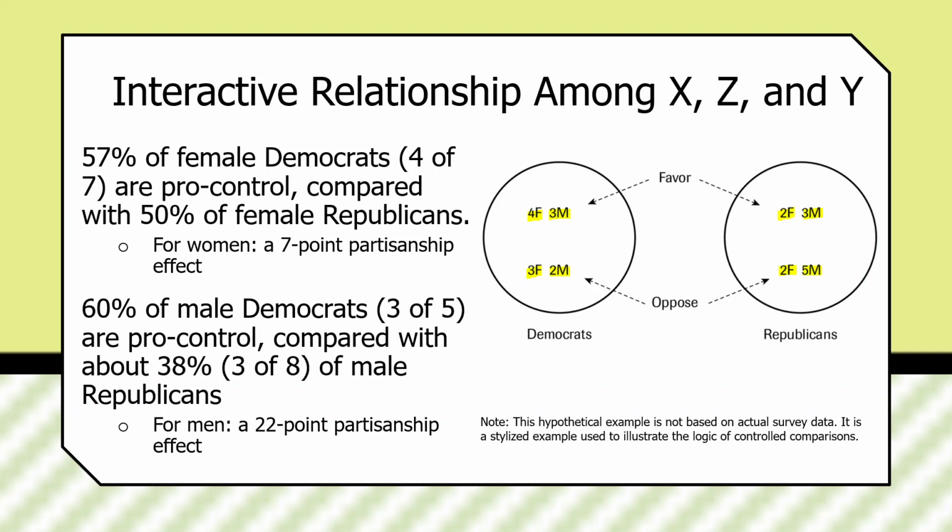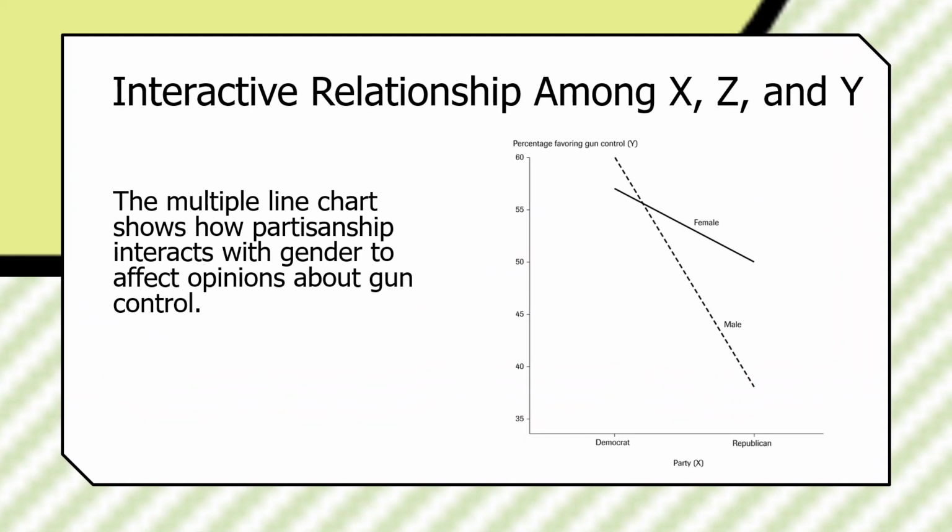Let's review what we just discussed. 57% of female Democrats, 4 of 7, are pro-control, compared with 50% of female Republicans. So for women, it's a 7-point partisanship effect. Again, 60% of male Democrats, 3 of 5, are pro-control, compared with about 38%, 3 of 8, of male Republicans. For men, there's a very large 22-point partisanship effect. And here's a line chart.